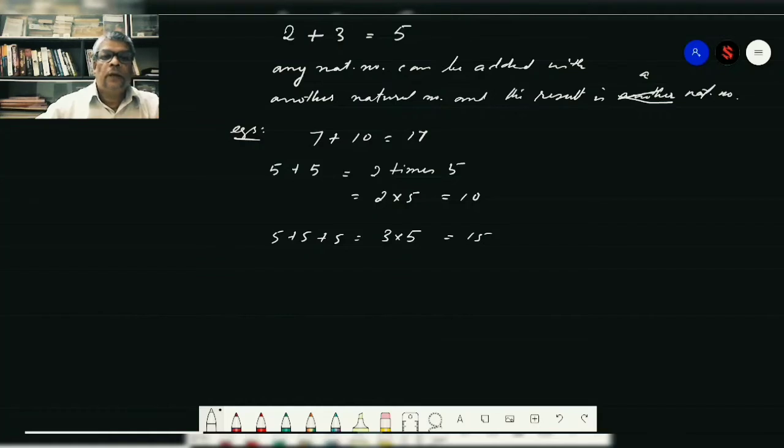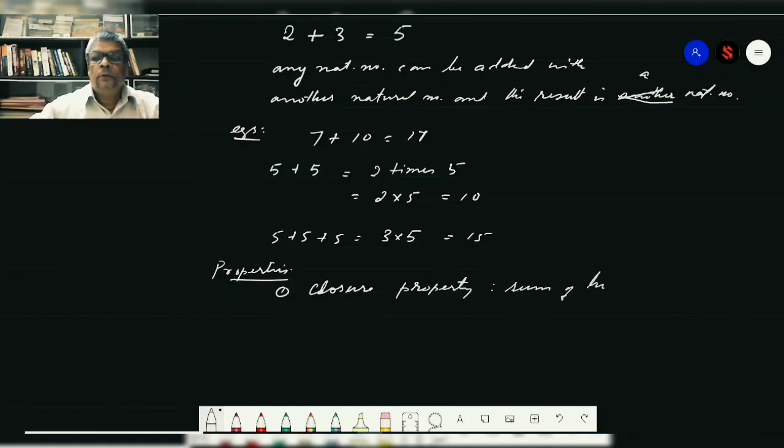Now this addition has got some properties. First property is called closure property. That means the sum of two natural numbers is again a natural number. That is the meaning of saying closure property.